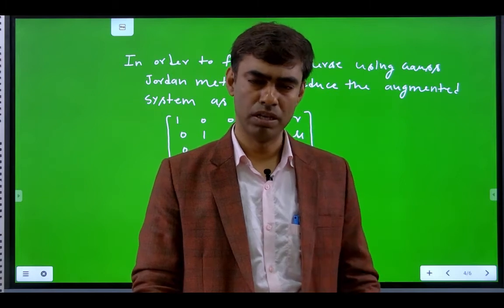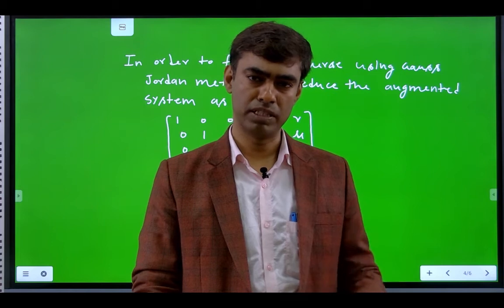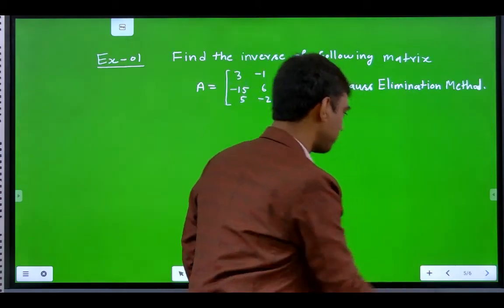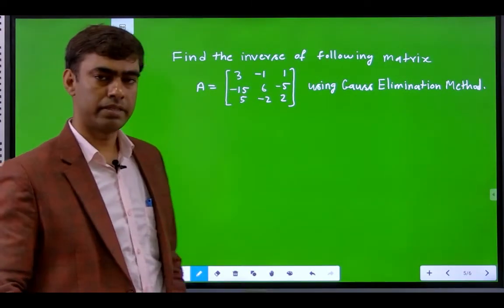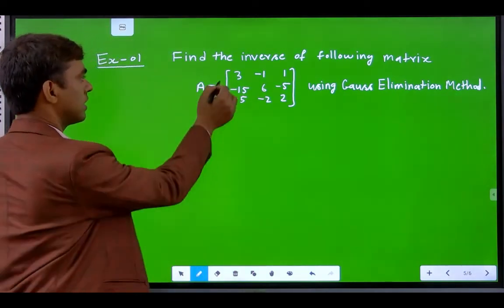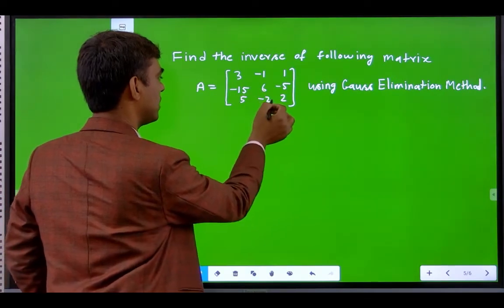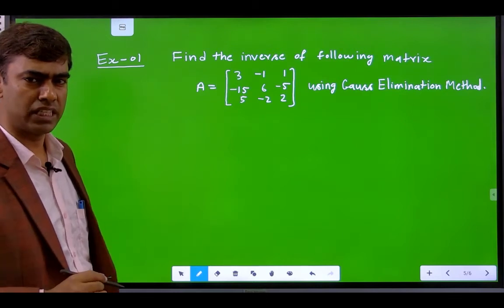Now we try to solve one numerical example based on the Gauss elimination method, how we find the inverse with the help of the Gauss elimination method. So here we write a matrix A. What is the matrix A? A is [3, -1, 1; -15, 6, -5; 5, -2, 2]. Now we try to find the inverse of this matrix using the Gauss elimination method.